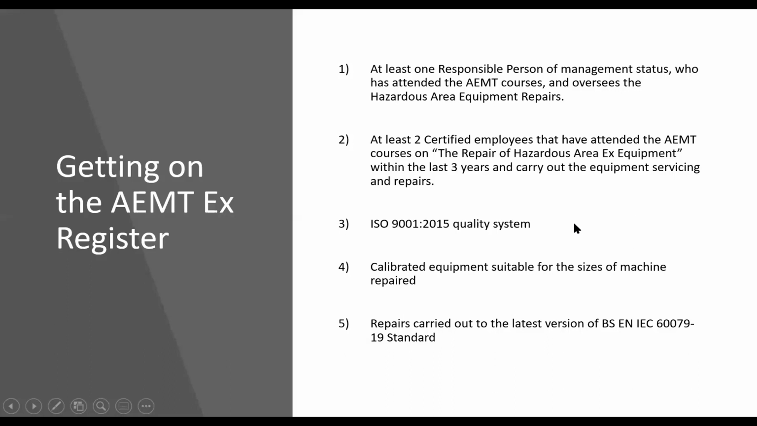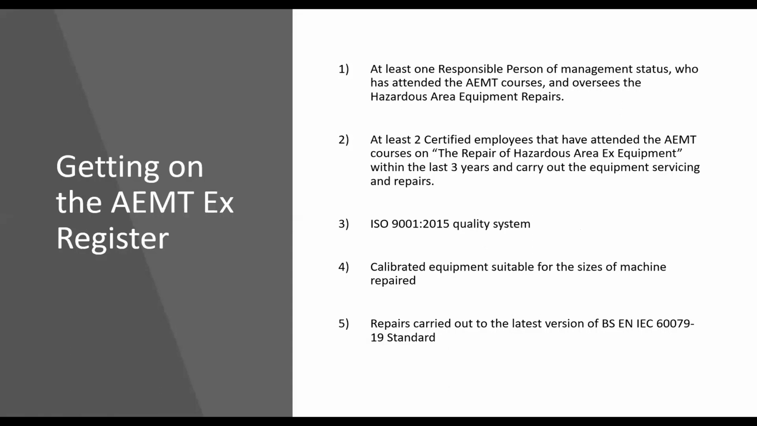To get on the AEMT EX register, you need at least one responsible person of management status who has been on one of the courses. We say management status. That person who's responsible, the responsible person, is the person who is signing off the equipment to make sure it complies with everything.